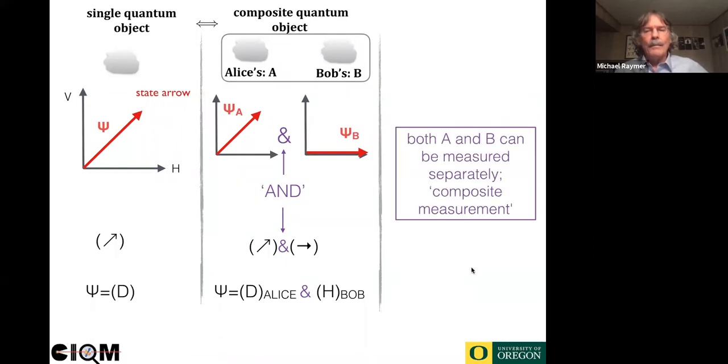Now, both A and B can be measured separately. If one photon goes to Alice and one photon goes to Bob, they can be measured separately. But if both are measured, we call it a composite measurement. And that's exactly what we needed to do for the Bell test experiments.